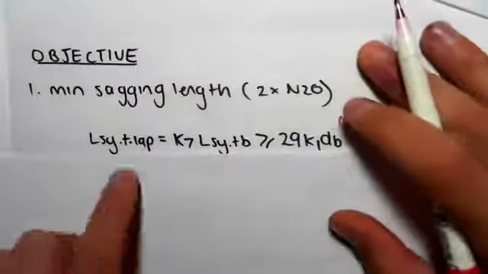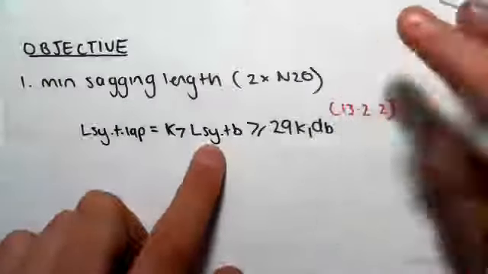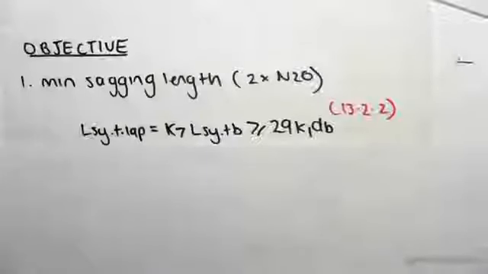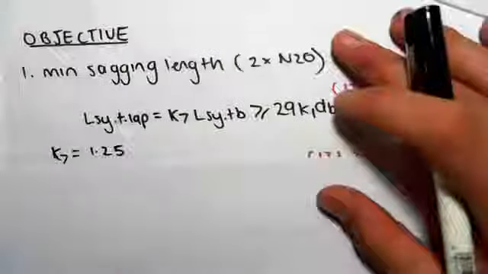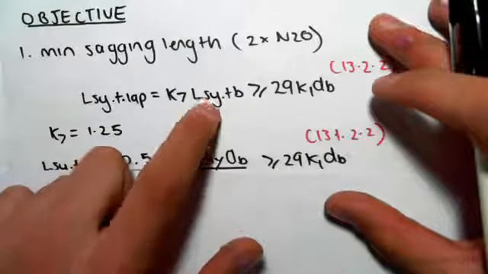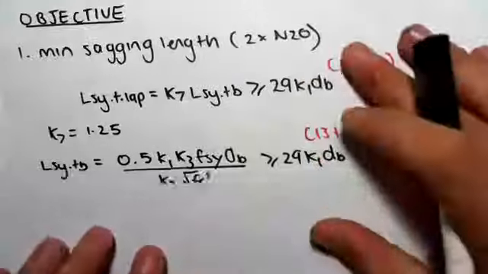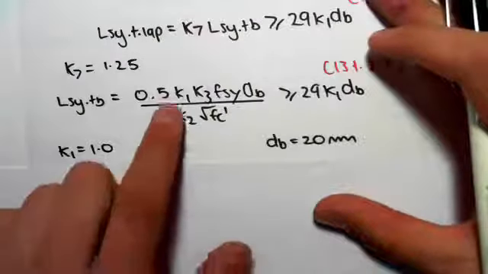The lap length is given as K7 Lsy,tb. Once again, I'm going to do all of this outside the standard. If you follow along, you can follow it along. But I've done this before for the minimum hogging length. It's exactly the same process. So K7 is 1.25. For Lsy,tb, this component here, you get that from 13.1.2.2, which is this formula over here. K1 is 1, that's just from the standard.